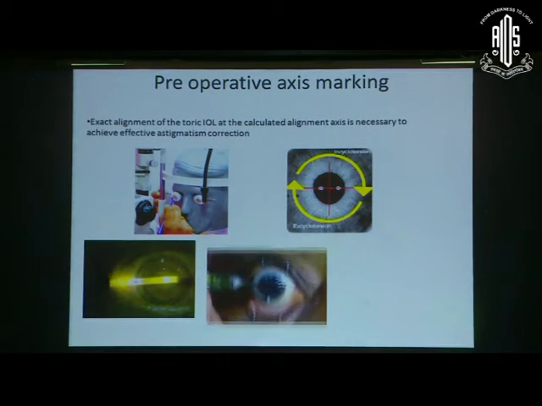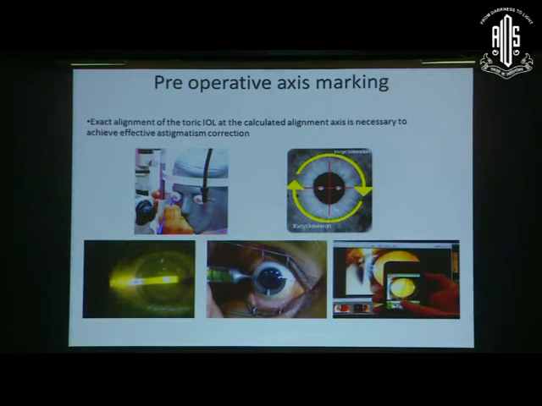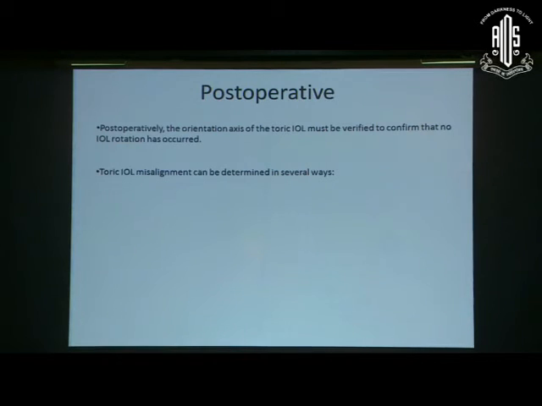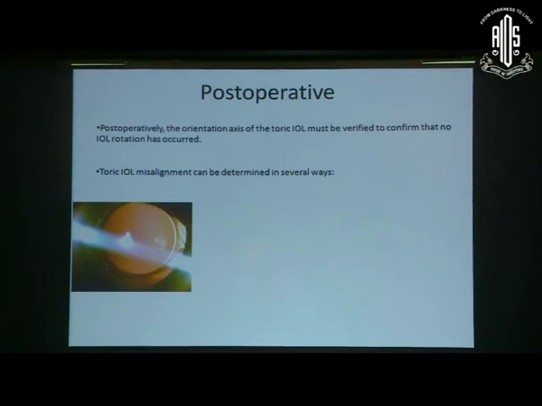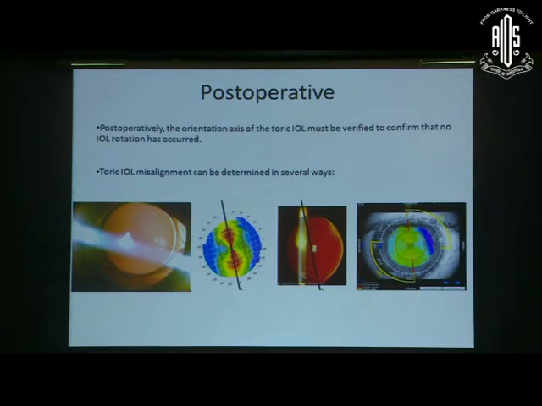Ways of marking are with the slit lamp, with the beam tilted at the axis of the lens. We have bubble markers available now. And people who are rich and can afford the iPhone 6, you have a lot of apps for that as well. Surgical procedure, basically 2 things to be kept in mind. Please try to save the bag. Do a rexis which overlaps the lens equally. Wash off all the visco. And in case you do have a complication, you can abort toric IOL. Post-operatively, again, axis marking can be done by a slit lamp. We can use topography. And we can use aberrometry. All of this will be discussed in detail later.